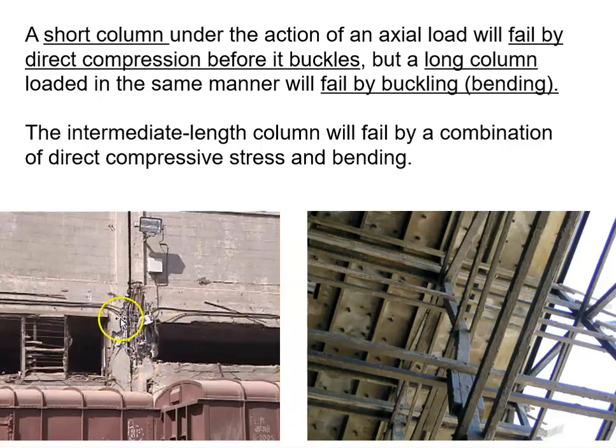Here's a very short column, and again, I think it's intuitive. You would not see such a small column up here, you could call it, buckling in this manner. This would get crushed first. And then intermediate length columns might fail by a combination of the two. So crushing and buckling. Tall columns, shorter columns.